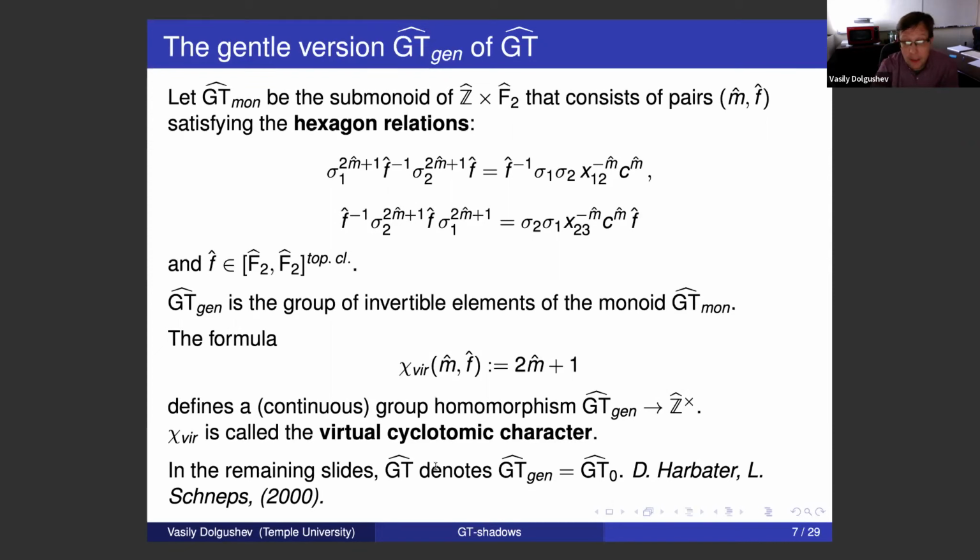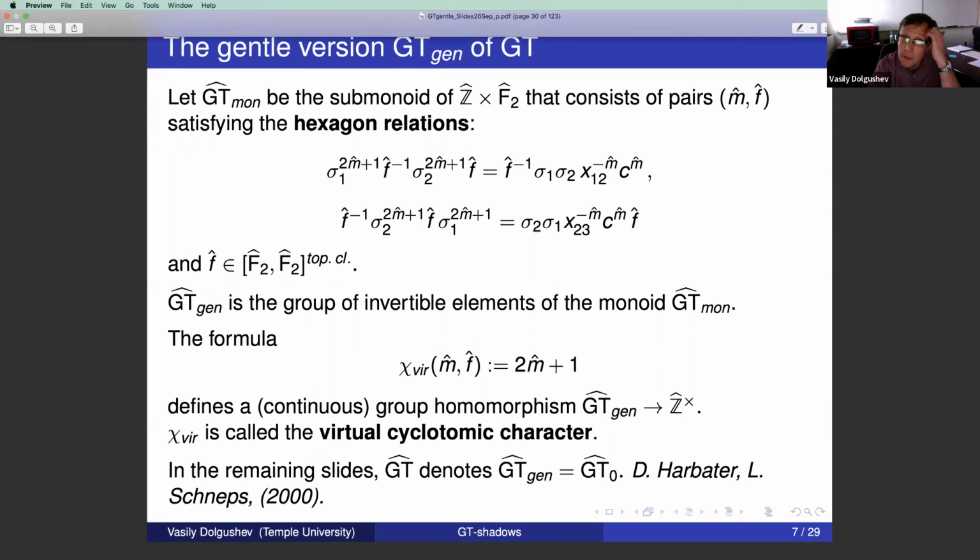As I said, in the remaining slides I'll be sloppy, and I'm going to call GT gen GT hat. As far as I know, this gentle version was introduced by David Harbater and Leila Schneps in 2000. They called it GT0. The subscript 0 was chosen more or less randomly. If you ask David, the last time I talked to him he told me that somebody had already introduced it before or something like that.